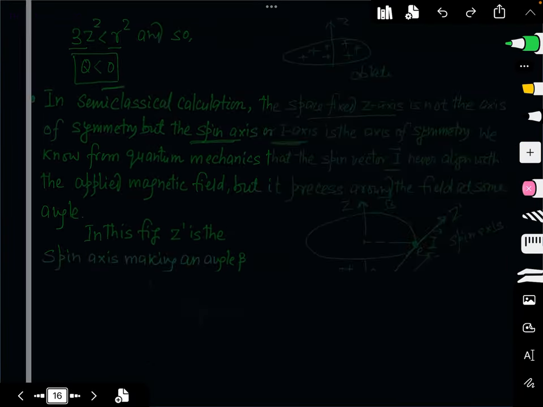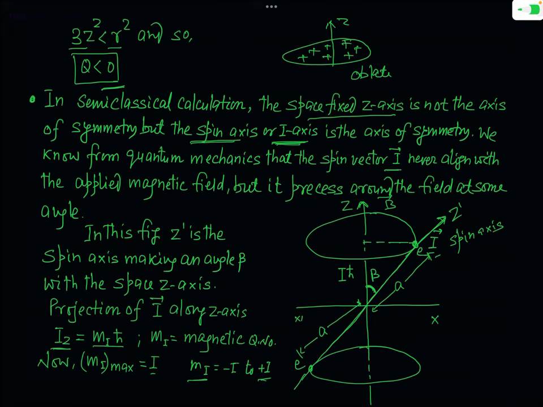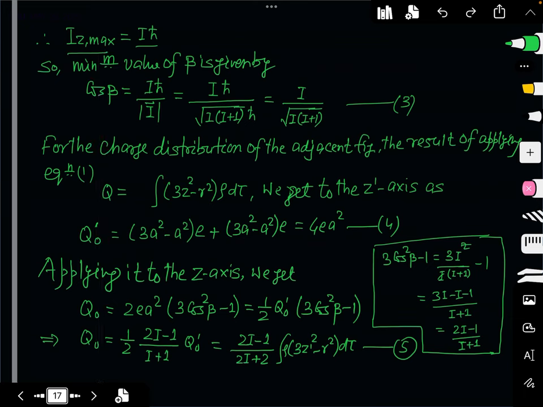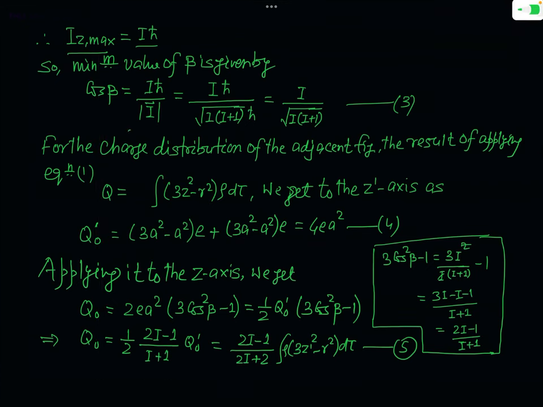Now you can see the figure. In this condition, this angle beta will be minimum, and you can see from this figure that beta will be equal to this much upon this much. Suppose this point is O, this point is A, and this point is P. So cos beta will be simply equal to OA over OP. But OA is I h bar, the projection of I along the z-axis, and OP is the magnitude of the spin vector or the total angular momentum vector I. So cos beta will be equal to I h bar over mod of I.